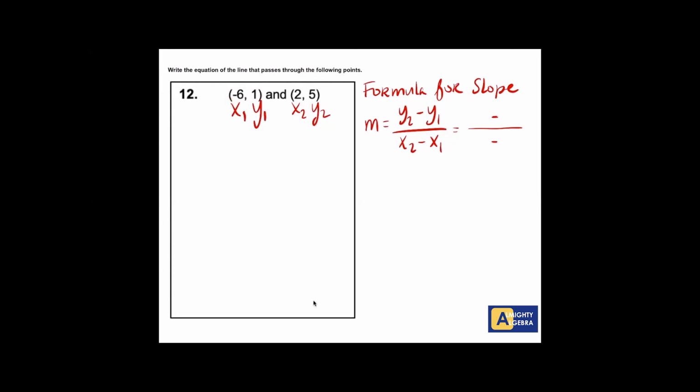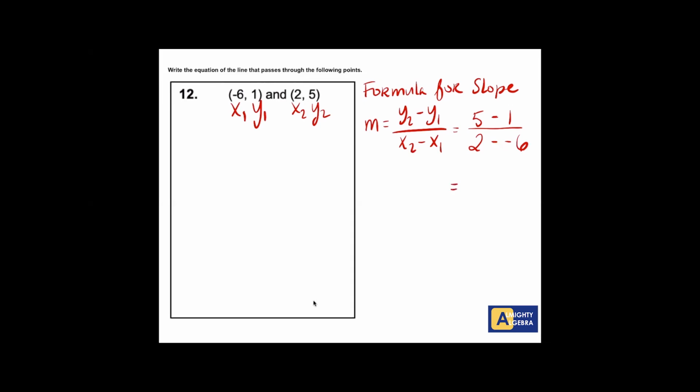We're just going to substitute these values into the formula. In my numerator, y2 minus y1 is going to be 5 minus 1. In my denominator, I have x2 minus x1. That's going to be 2 minus negative 6. The reason that there are two minuses here is because remember, the minus is a part of the formula, x2 minus x1. x1 just happens to be a negative 6, so we are subtracting a negative number, okay?